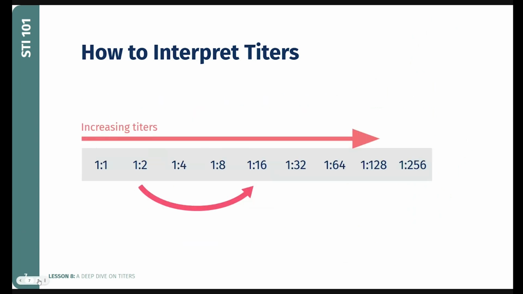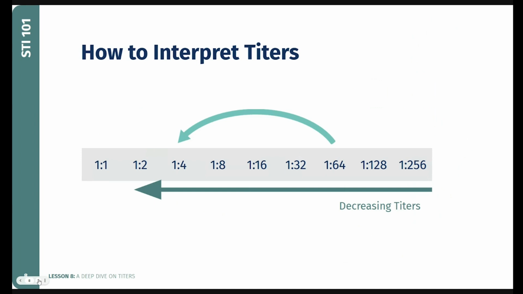As demonstrated with the color example, a larger number after the colon indicates a higher titer, thus more bacteria present in the sample. So if someone has a 1-to-1 titer or a 1-to-2 titer in June, but by August they have a titer of 1-to-16, their titer has increased, and we would be concerned that they have been recently infected or reinfected.